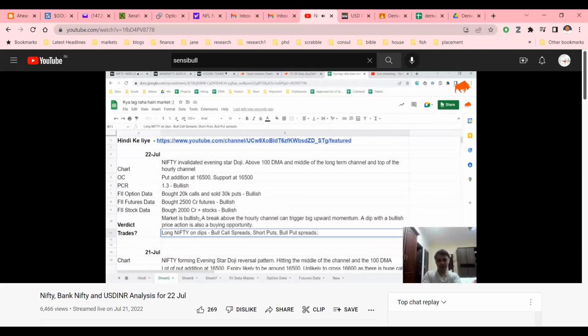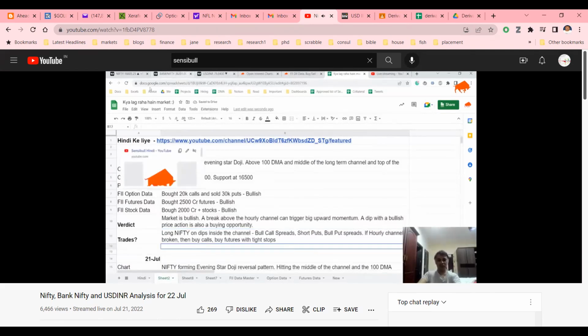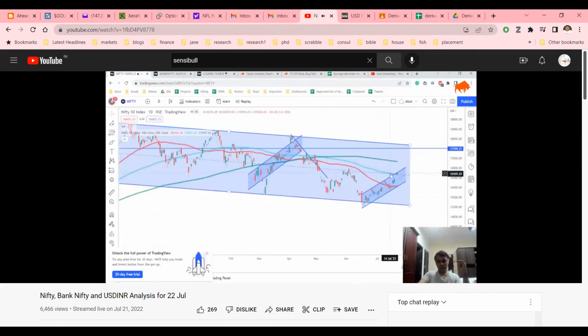Why? Because the channel has to be broken, right? If the early channel is broken, then buy calls, buy futures with tight stop. This is a very nuanced one, because I agree that the market is bullish, but you can't go long something at a short term resistance inside the top of a channel, right? If it is broken, yes, you can probably be long even till 17,200.